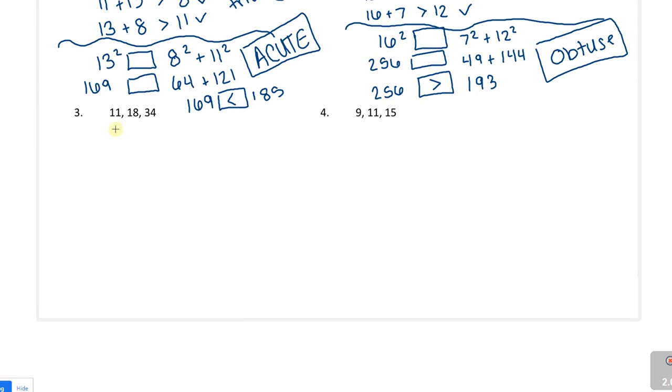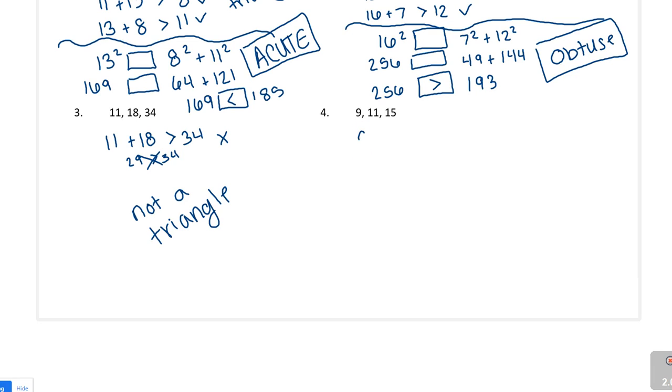Okay, let's look at the next one. We have 11, 18, and 34. So let's see if this is a triangle. We take 11 and add 18 to it. Is that going to be greater than 34? 11 plus 18 is 29, and 29 is not greater than 34. So it is not a triangle. If it's not a triangle, we cannot classify it. So then we are finished with that problem.